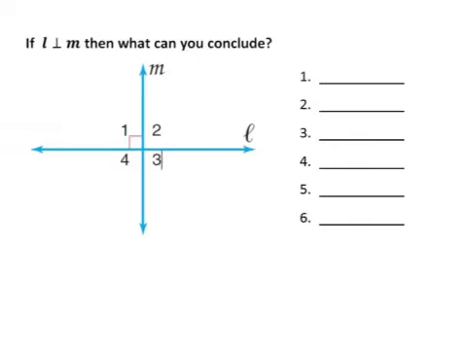Let's consider this diagram here. Notice we have, again, line M and line L. Remember that we can refer to an angle by a number. So here we have 4 different angles, 1, 2, 3, 4, formed from these two intersecting lines. And this little notation here, that little box, tells us that they intersect to form a right angle. So we have 6 main points that we'd like to conclude. The first is that angle 1 is a right angle.